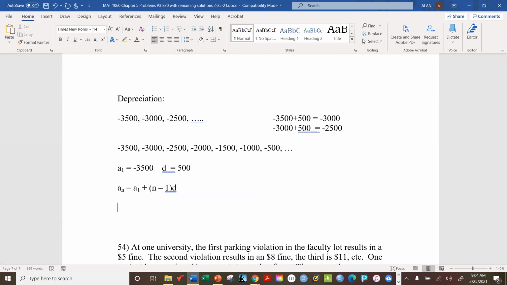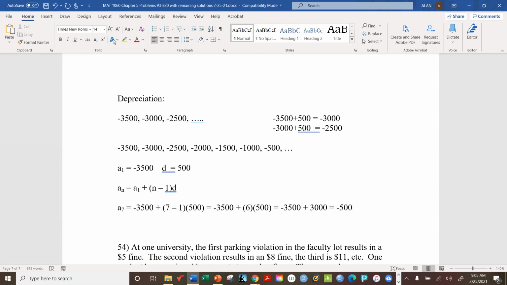Okay, so A7 would therefore be minus 3,500 plus 7 minus 1 times 500, minus 3,500 plus 6 times 500, minus 3,500 plus 3,000. And there you go, minus 500. So in year 7, it only loses $500 because the car isn't worth very much anymore. And so the depreciation declines every year.